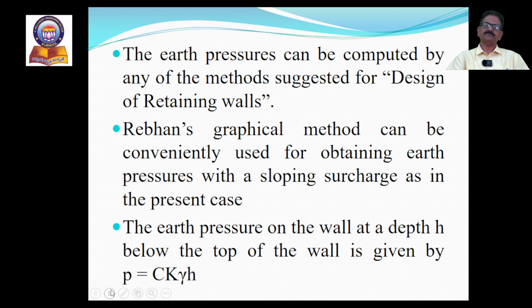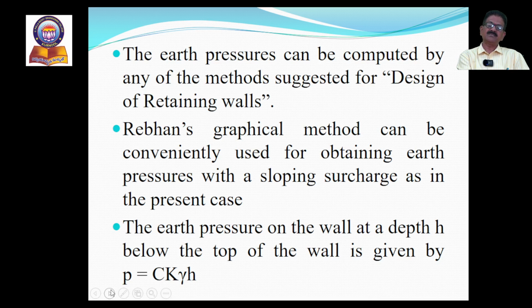Among various methods, Rebhann's graphical method can be conveniently used for obtaining the earth pressures with a sloping surcharge as in the present case. So the earth pressure on the wall at the depth of h below the top of the wall is given by the standard formula to calculate the radial earth pressure. You are all aware of this formula, some sort of Rankine's formula. P is equal to C into K into gamma into H.